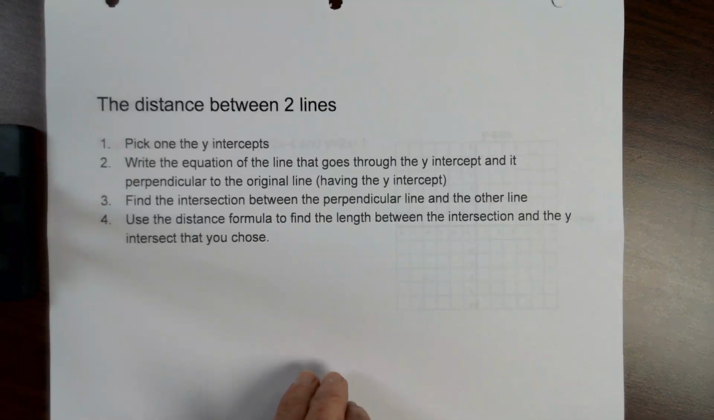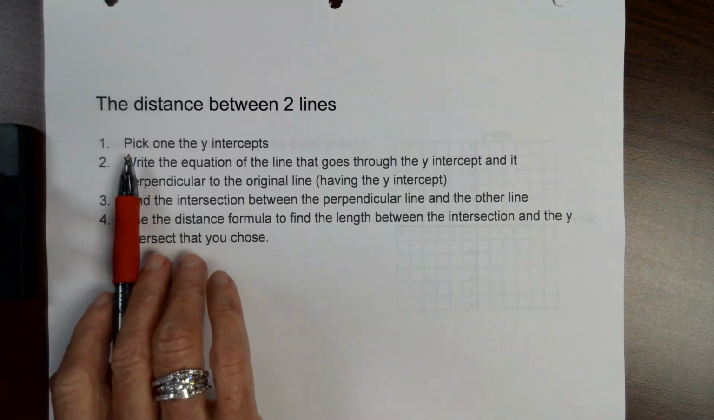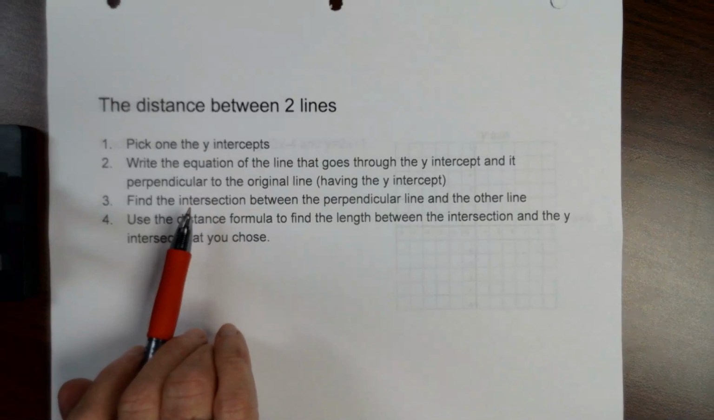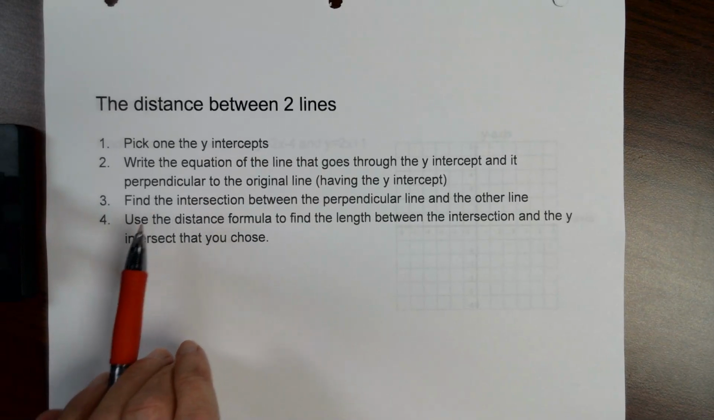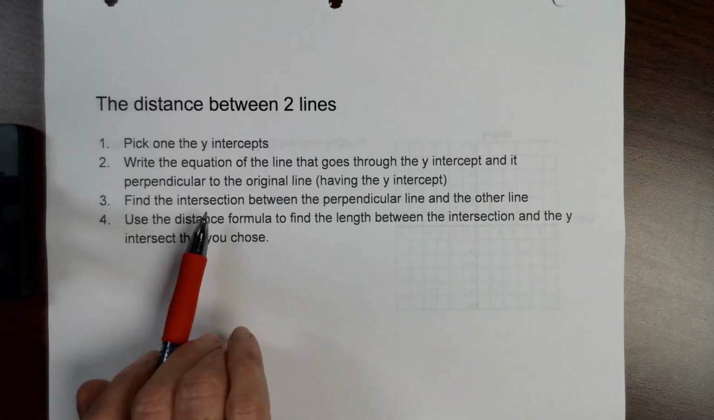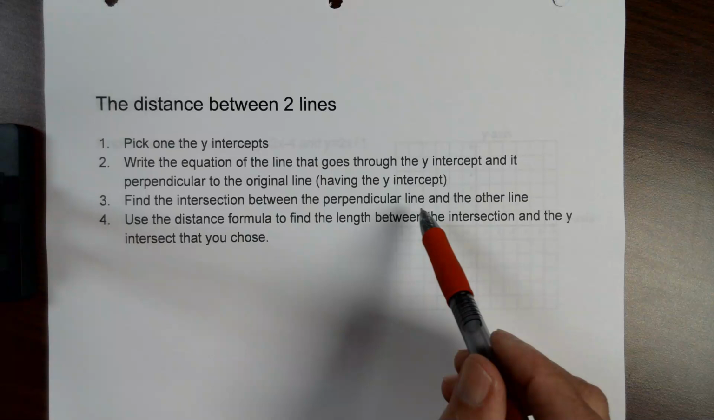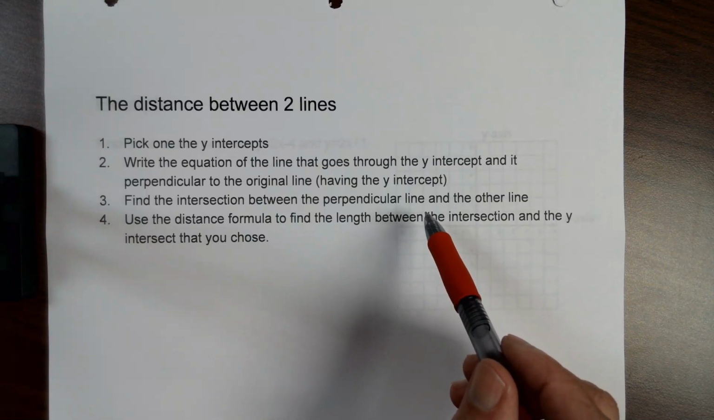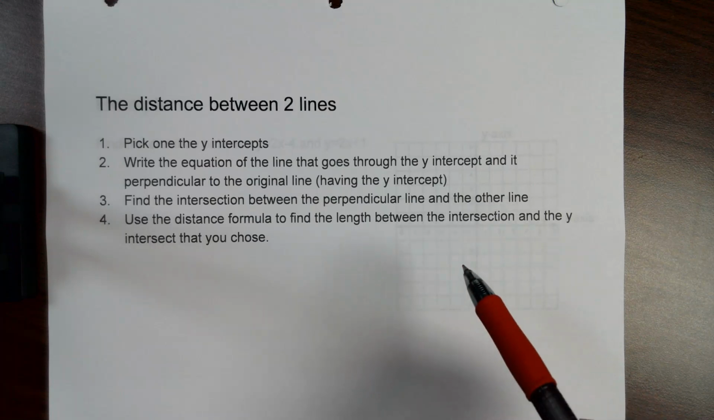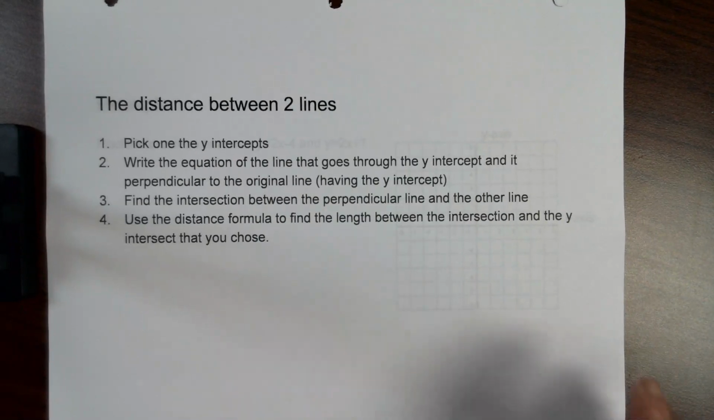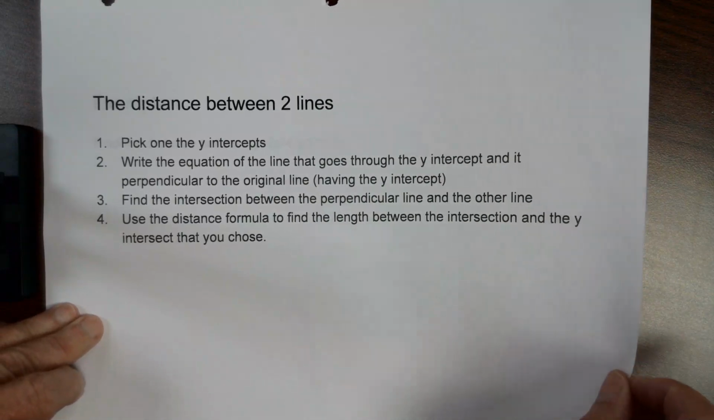So the last thing that we did in this particular chapter is we found the distance between two lines. We went through these steps. You graph the lines, you pick the y-intercept of one of them, you write the equation of the line that goes through that y-intercept and is perpendicular to that line, the line that you got the y-intercept from. Find the intersection between the perpendicular line equation that you just found and the other line, the line that you didn't choose for a y-intercept, and then use the distance formula to find the length between the intersection and the y-intercept that you chose. Okay, so here's an example.